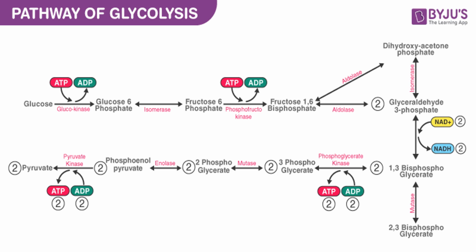Step 10. A phosphate from phosphoenolpyruvate is transferred to ADP to form pyruvate and ATP by the action of pyruvate kinase. Two molecules of pyruvate and ATP are obtained at the end of this process.